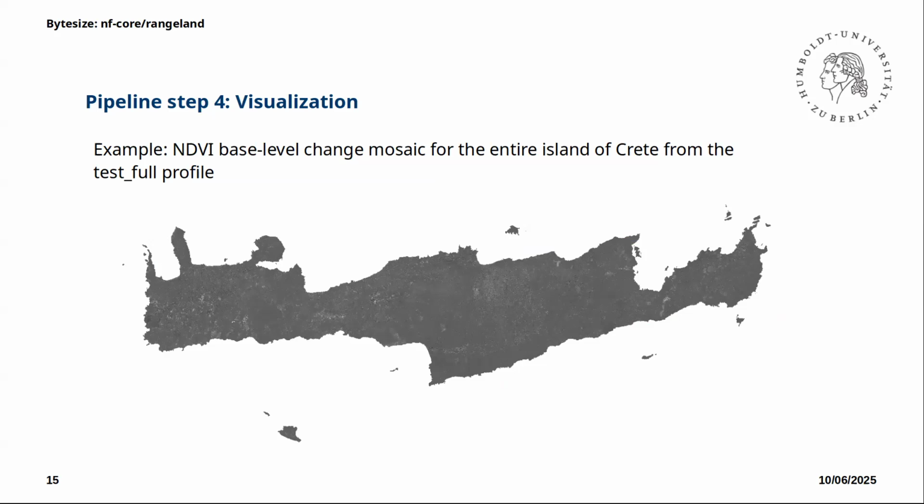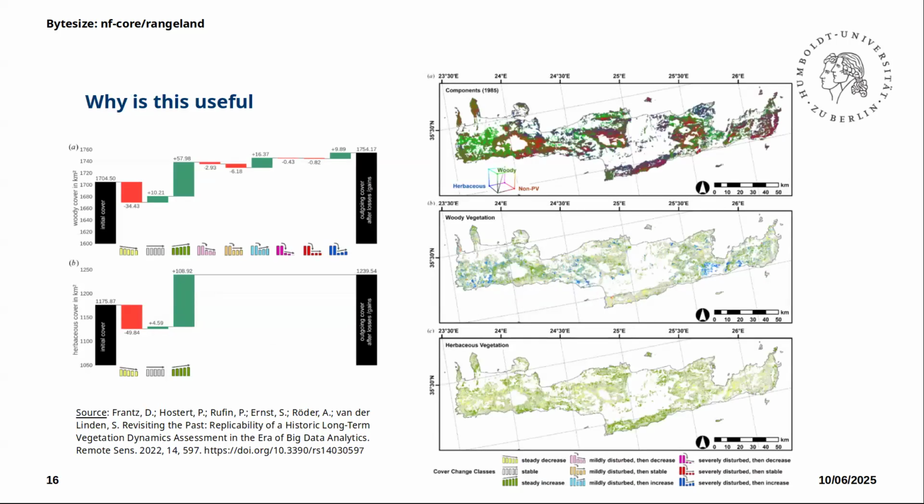So this might be an output of this mosaic visualization. This is the entire island of Crete, and it is the NDVI, this index that I showed before. And for that index, the base level change, and it's mosaiced for the entire island of Crete. This is basically also one of the outputs of the test profile. So you may think why this is useful, who would use that?